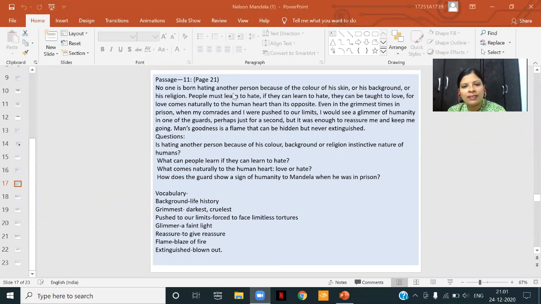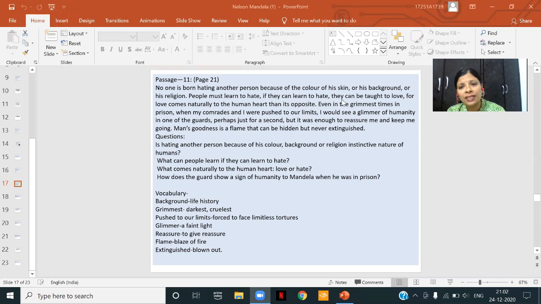No one is born hating another person because of the color of his skin or his background or his religion. So Nelson Mandela says no human being is born hating others. Okay? No one hates others naturally because of the skin color or background or religion. People must learn to hate.